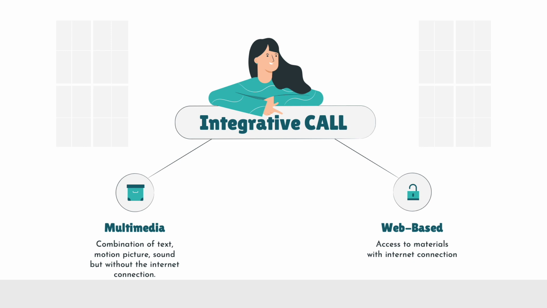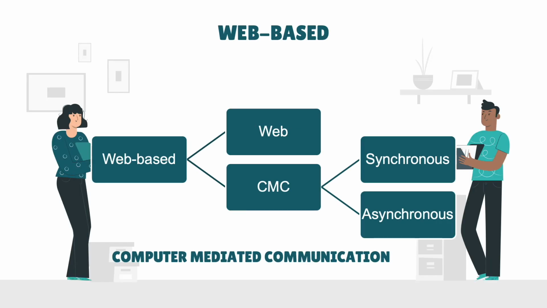The second type is web-based, which can be broken down into two types, namely web and CMC. CMC stands for Computer-Mediated Communication. Computer-mediated communication offers synchronous and asynchronous learning experience. It allows learners to communicate with peers or even natives through digital tools using the target language. The other one is the web. So it's like you open the web and then you can access material there. It's like a book which can be accessed by anyone.